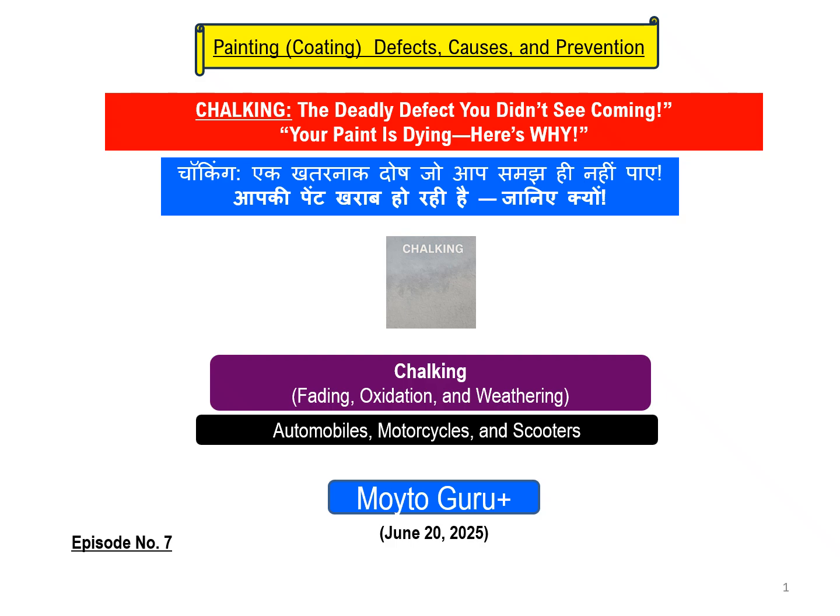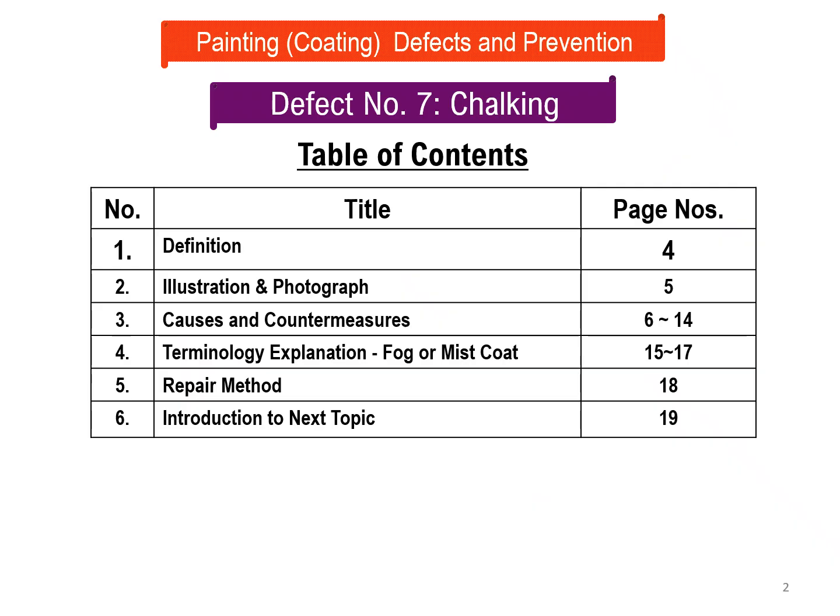Our today's topic of discussion is chalking, another deadly defect in painting. Chalking can also be called fading, oxidation, and weathering. The discussion includes definition, illustration and photograph of chalking, causes and countermeasures, explanation of the related terminology, repair method of chalking, and introduction to the next topic.